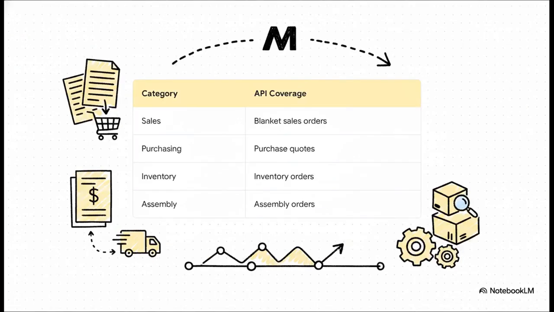But now, Microsoft has completely fleshed out the document types across the board. Just to give you an idea of the coverage, in sales, we now have everything from blanket sales orders all the way to archived blanket sales orders. Purchasing now spans from purchase quotes to archived blanket purchase orders. Inventory covers inventory orders through to posted direct transfers. And assembly? That includes assembly orders right through to posted assembly orders. It is a comprehensive end-to-end upgrade.